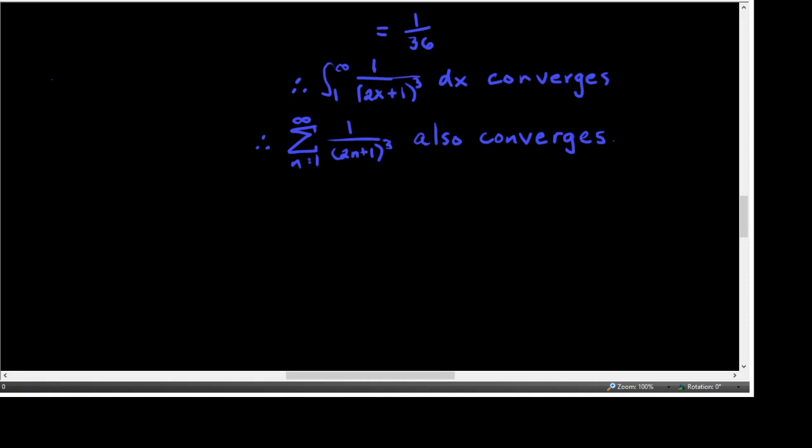Okay. So we did use the integral test. I could have stated it here in the very last statement, also converges by the integral test. But because I said that at the outset when I tested the conditions, I don't have to say it again. So I'm not going to.